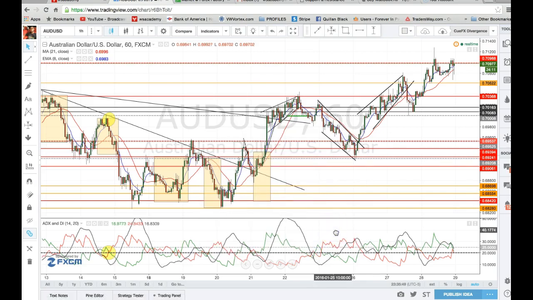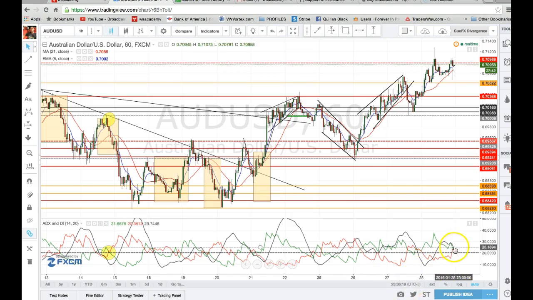Okay? So before I explain how to actually use this indicator, make sure you have a horizontal line at level 20, and a horizontal line at 25. The basis of this indicator is when this black line is under 20, that means the market is in a non-trending market. Whenever it's over 20, that means it's in a trending market.